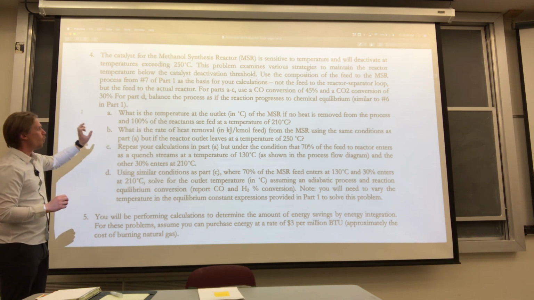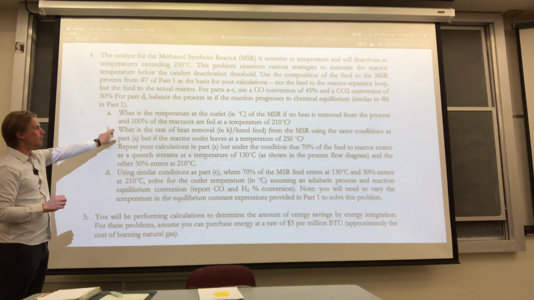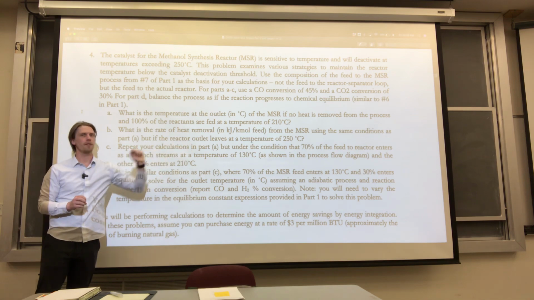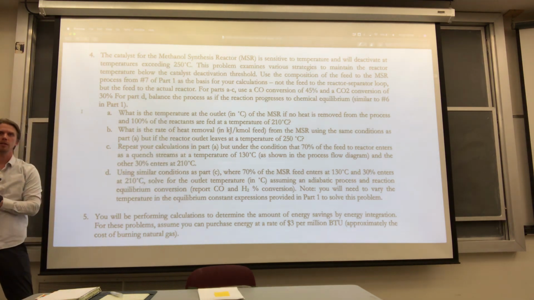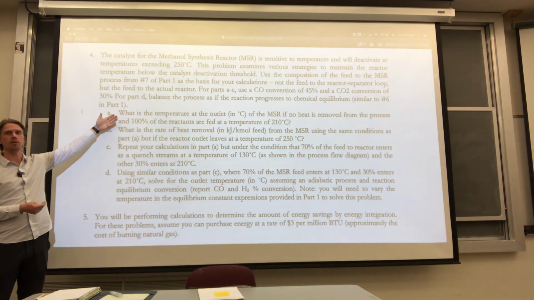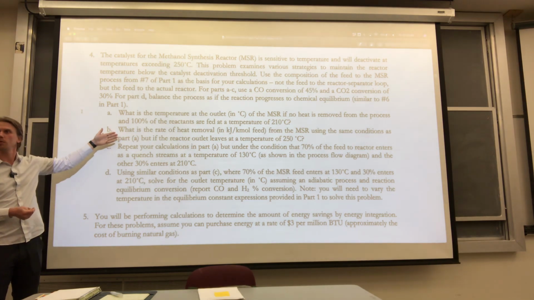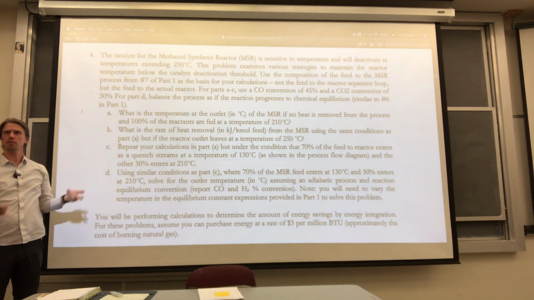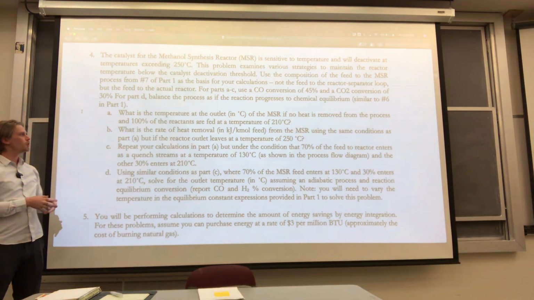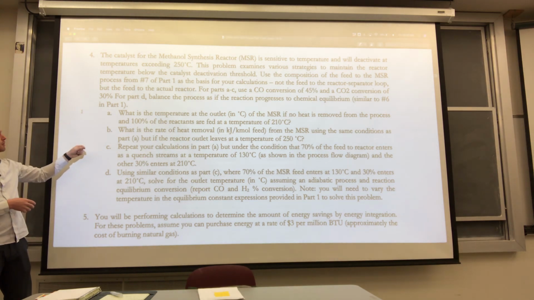Part B says, what is the rate of heat removal if you have the stuff leaving at 250 degrees C? So this is the same table that you can use for all your calculations, right? In one case, you do a goal seek to set Q equal to 0. In another case, you fix the temperature to 250 and see what the Q is, right? Does that make sense? So it's a lot of questions, but you can still do the same calculations.